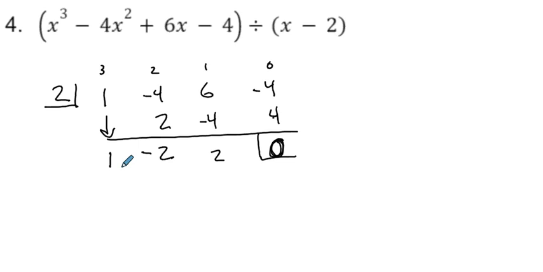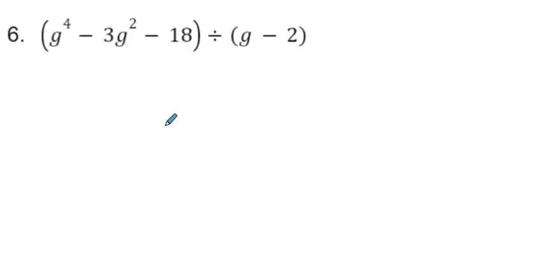And so I'm going to get a quadratic here for my quotient because it's to the second power. Remember, it's always 1 less, right? So I'm going to get x squared. It's technically 1x squared, but we don't usually write the 1, minus 2x, and then plus 2. And that's that. All right, one more.